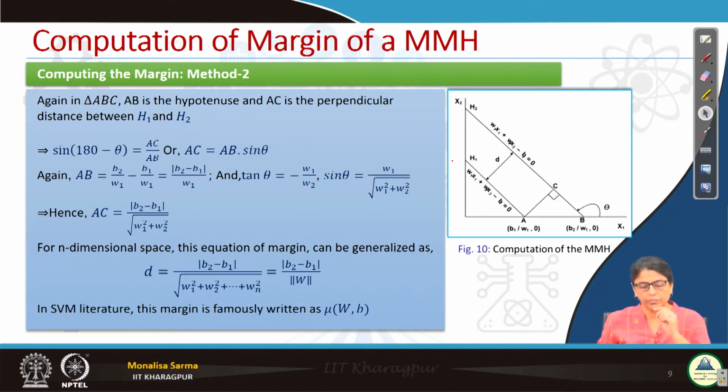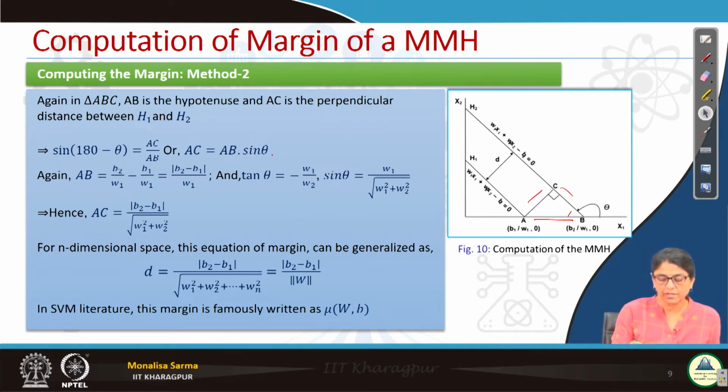Okay. So now here, this angle is theta, then what will this angle be? This angle will be 180 minus theta. Now if I find the sine of this angle, this is the hypotenuse, this is the perpendicular, this is the base, isn't it? So in triangle ABC, AB is the hypotenuse, AC is the perpendicular, and AC is the distance between H1 and H2. So now if I try to find the sine of this angle, 180 minus theta, it is nothing but AC by AB, perpendicular by hypotenuse, sine theta.